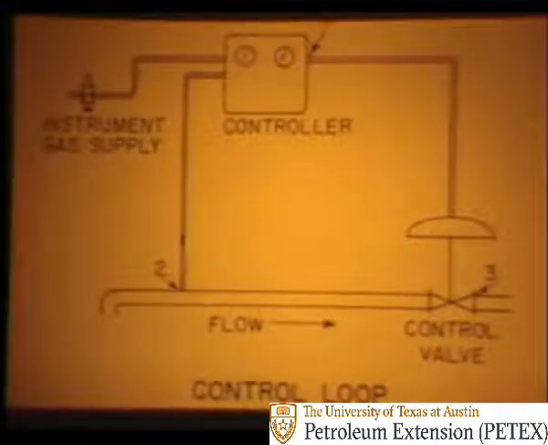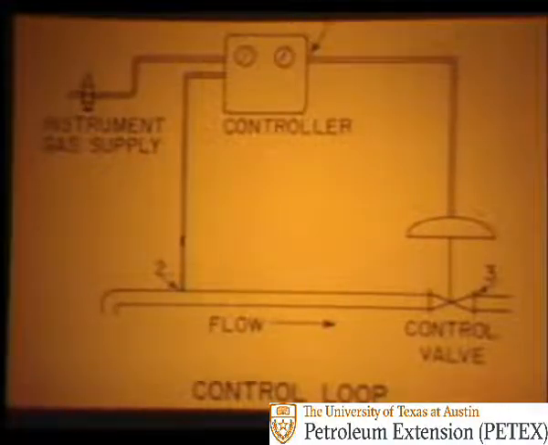This slide illustrates a simple back pressure control loop consisting of a controller and a control valve. The back pressure control loop works as follows. The controller, 1, is set by the operator to maintain a constant pressure. The controller senses the pressure of the separator at point 2, which is upstream of the control valve, 3.